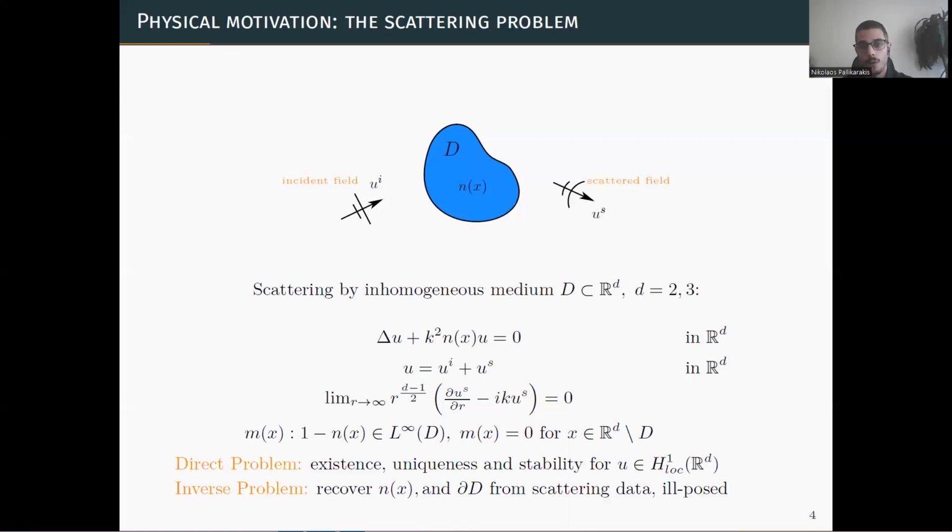So in the direct problem, one tries to prove the existence of solutions of the Helmholtz equation, uniqueness of solutions, and stability, and in general, the solutions live in the H1 local function Sobolev space. But in the inverse problem, which is more interesting and usually more challenging, one tries to recover the boundary, which can be unknown, and also the refractive index from scattering data, and this is in general an ill-posed problem.